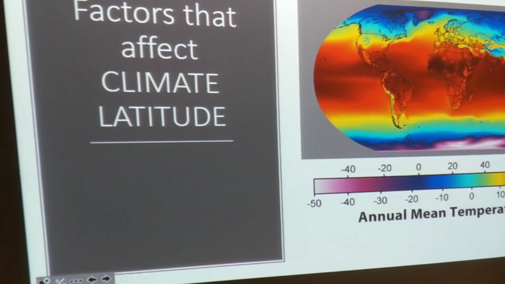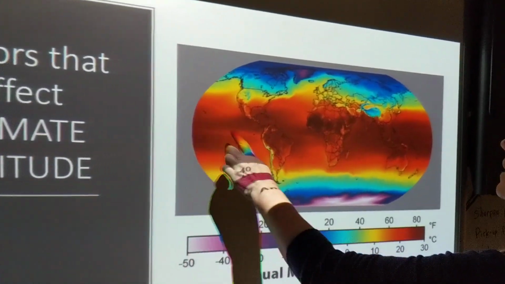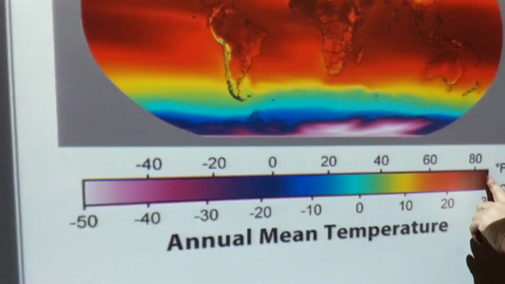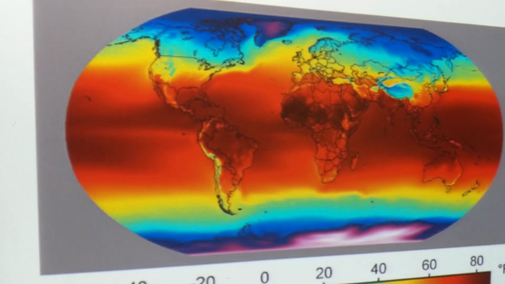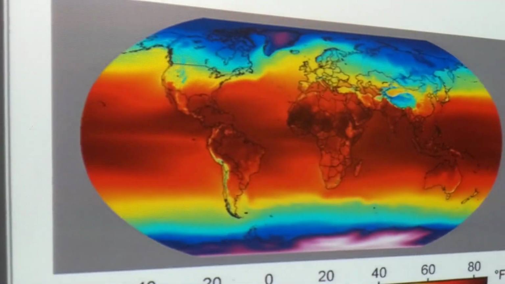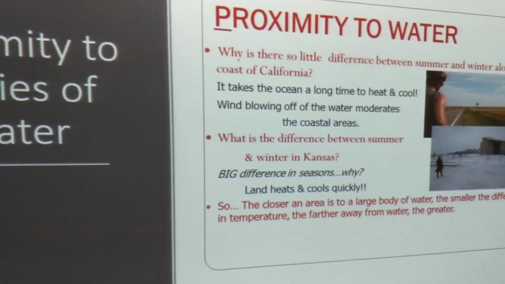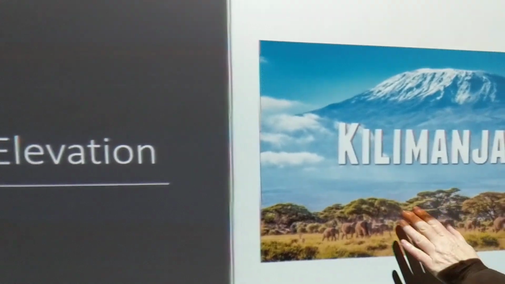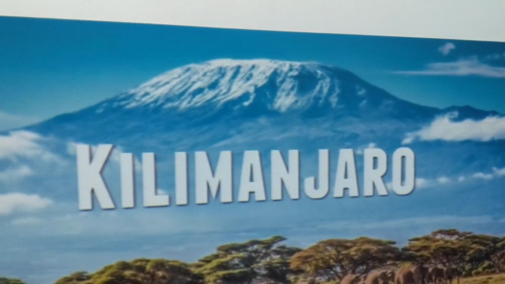Okay, sorry. Here are some factors that affect climate. Latitude. Look at this. 0 degrees. Low latitudes have high temperatures. Look at the data. You can see the highest temperatures are along the equatorial region. Colder temperatures are areas with less solar radiation.